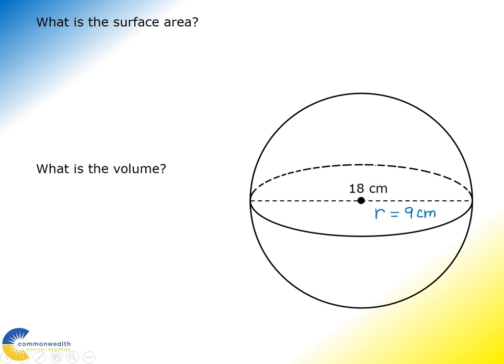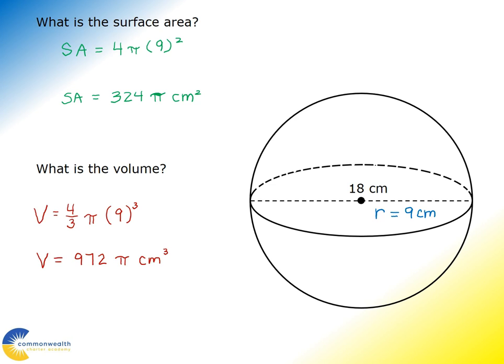The surface area is calculated by doing 4 pi times the radius squared. So I'm going to do 4 pi times 9 squared, get 324 pi square centimeters. The volume is 4/3 pi r cubed. So 4/3 pi times 9 cubed is 972 pi centimeters cubed.